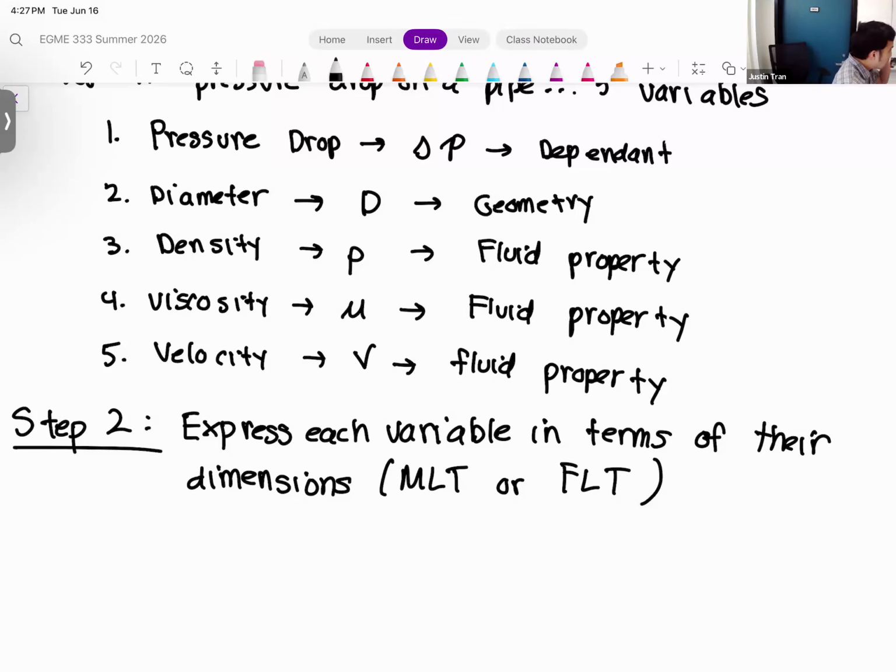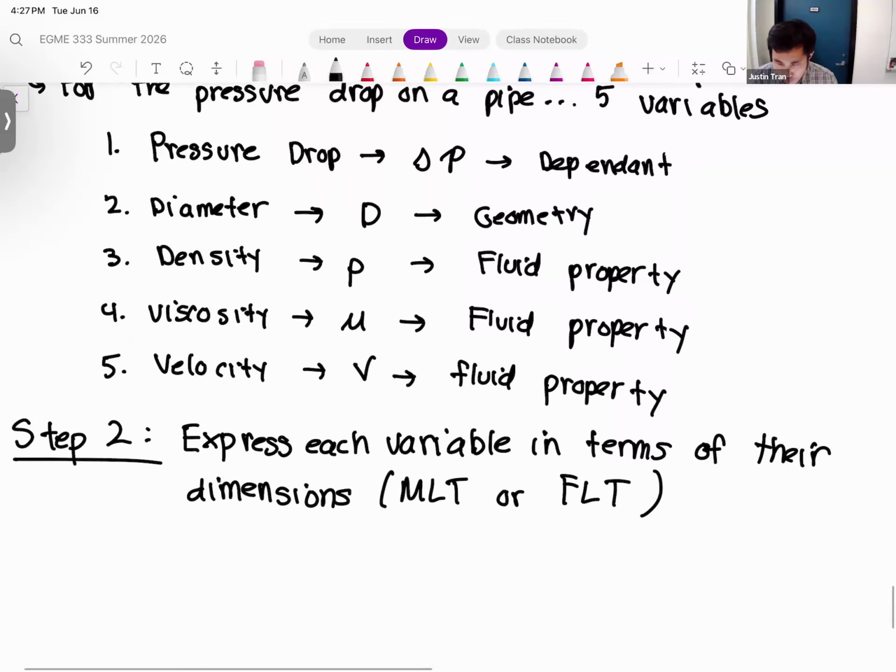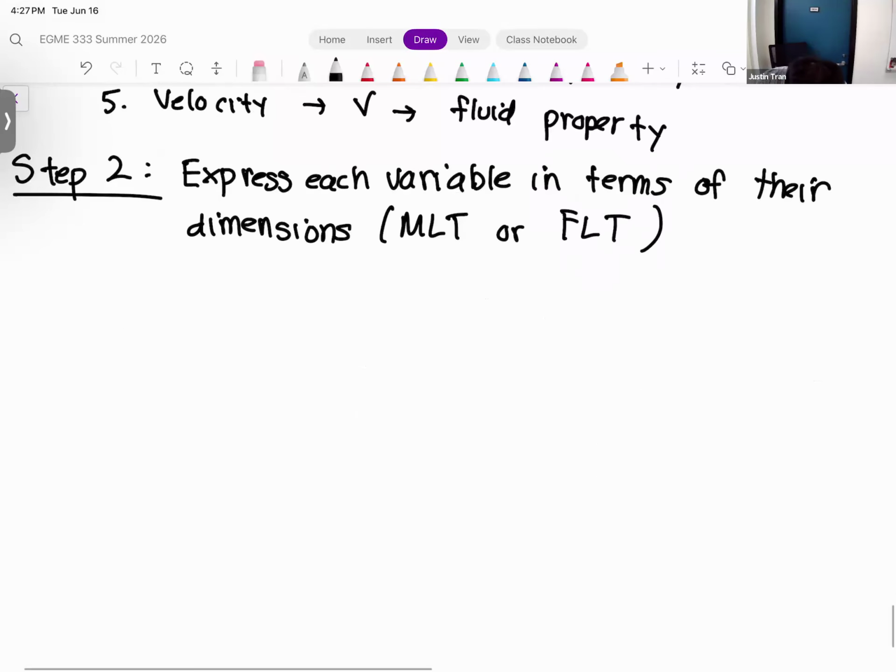I would say more common is to do mass, length, time. Mass is a bit more fundamental than force, but in some cases you can do force, length, time as well. The important thing is just to pick one and stick with it. For instance, let's go through our 5 variables here and list out their dimensions. Let's look at pressure drop first.